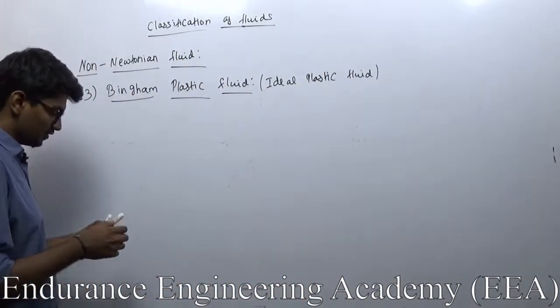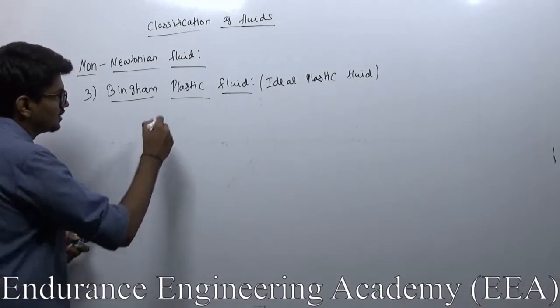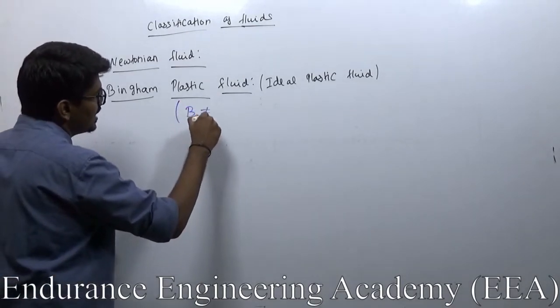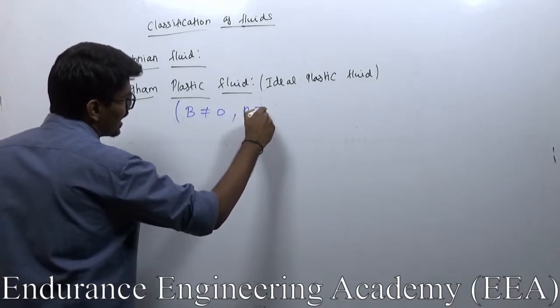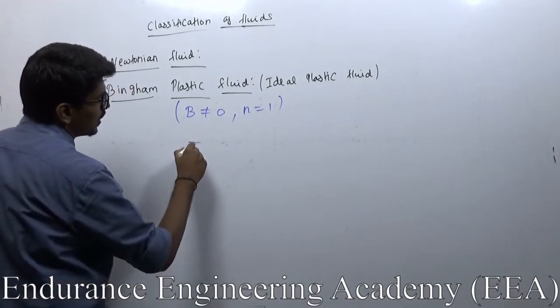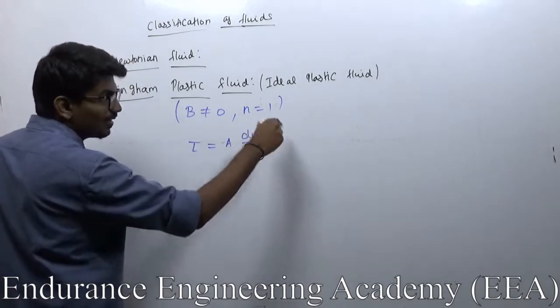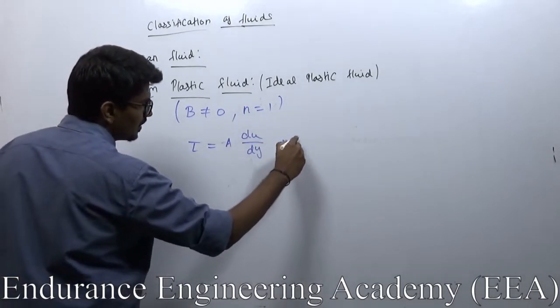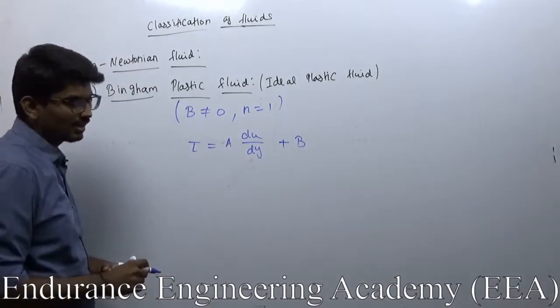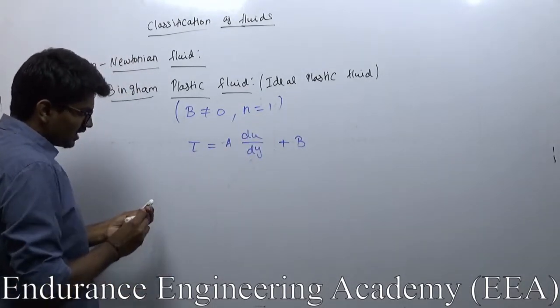So in a Bingham plastic fluid, the condition is that B is not equal to 0 and N will be equal to 1. So what happens to tau? Tau is equal to A into (du/dy) whole power N, where N is 1 plus B. Now same thing, same concept.